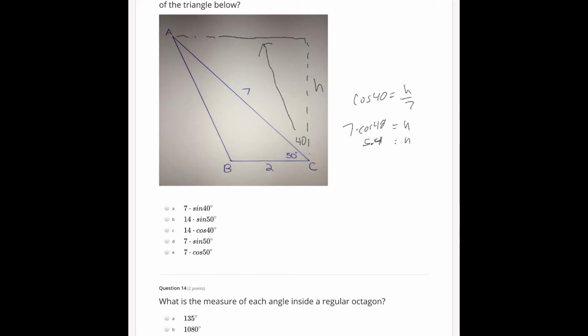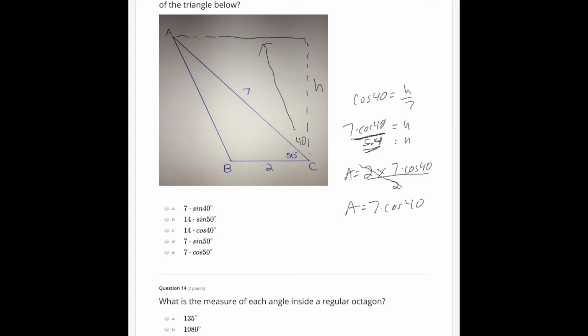Well, if we look at the answer choices, they're using our trig functions in the answer choices, so I really didn't have to do that part. So my height is 7 times cosine 40. My base is 2. So let's do area equals my base of 2 times 7 times cosine 40 divided by 2. And so my area is going to be, cancel these 2's out, 7 times cosine 40. Well, if you notice, there is no answer choice that says 7 times cosine 40.